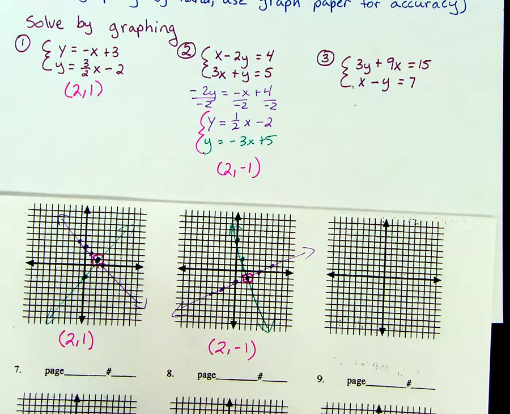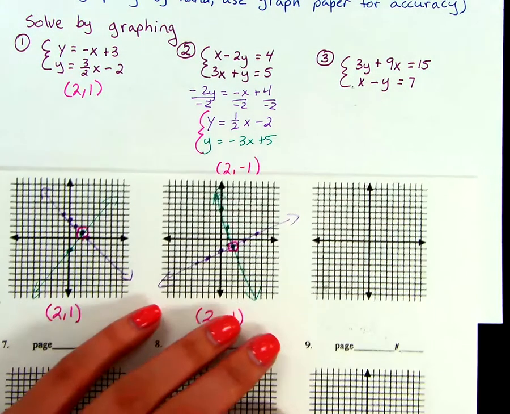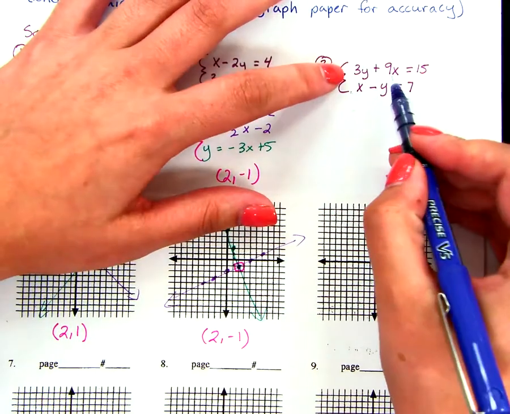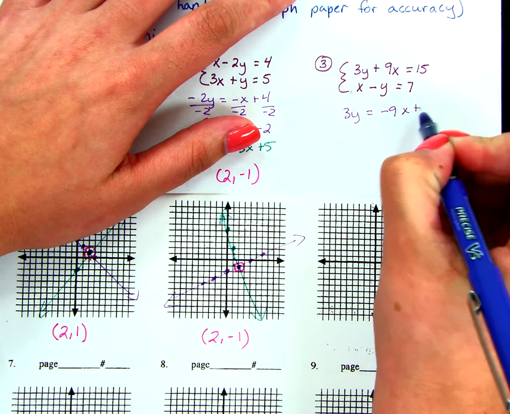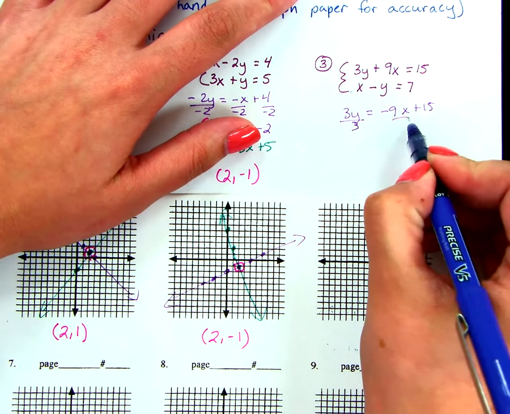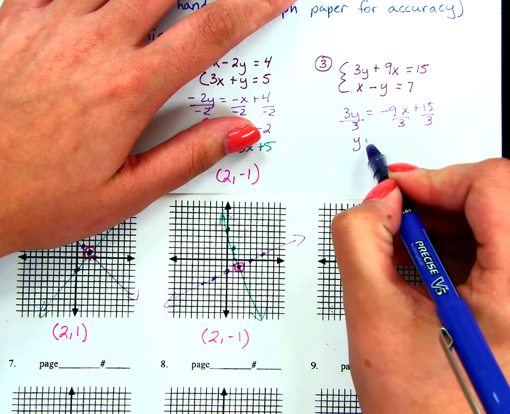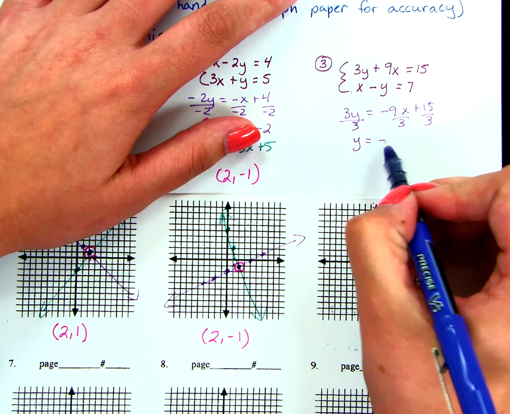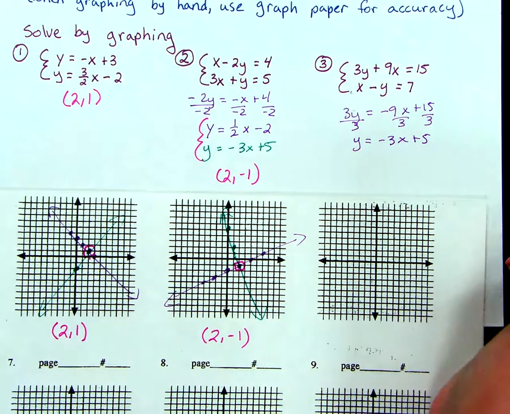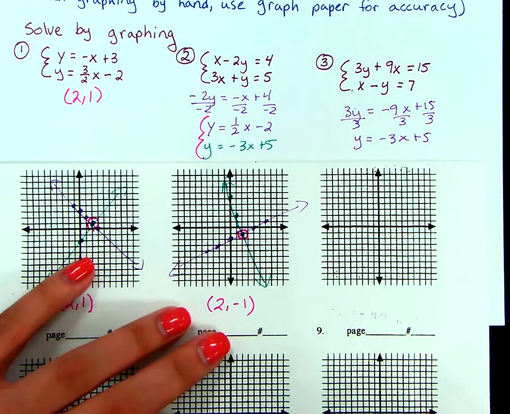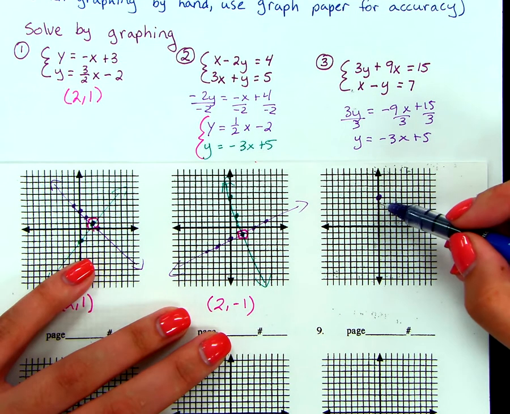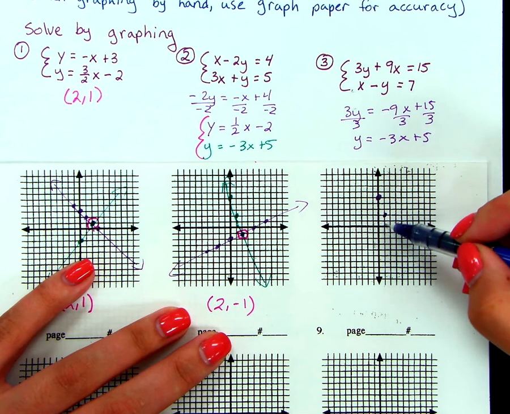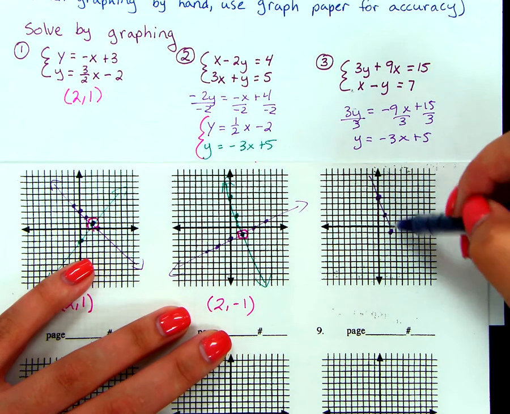All right, one more just for practice. Again, we want to start by solving our equations for y. So that top one, I'm going to start by subtracting the 9x over. So 3y equals negative 9x plus 15. And then divide everything by 3. So y equals negative 3x plus 5. Again, we are going to start up at positive 5: 1, 2, 3, 4, 5. And then we are going down 3, right 1. And connecting those together.